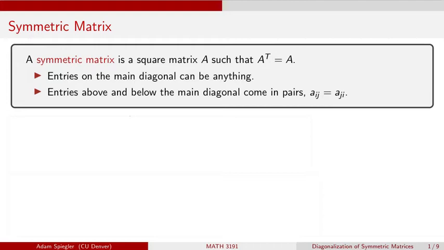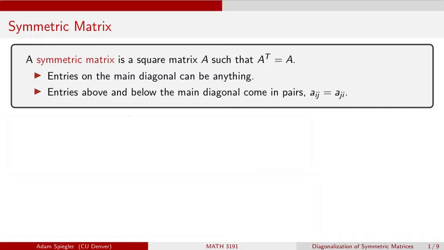A symmetric matrix A is a matrix such that the transpose of A equals A. As a result of that definition, A has to be a square matrix, such that when we take the transpose of that matrix, we get the same matrix back. That's what we call a symmetric matrix.